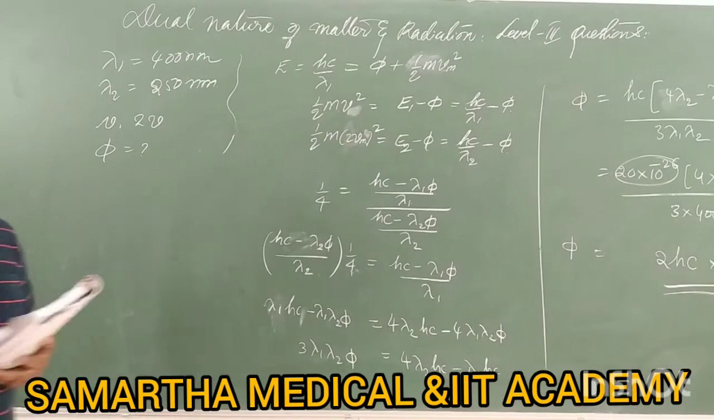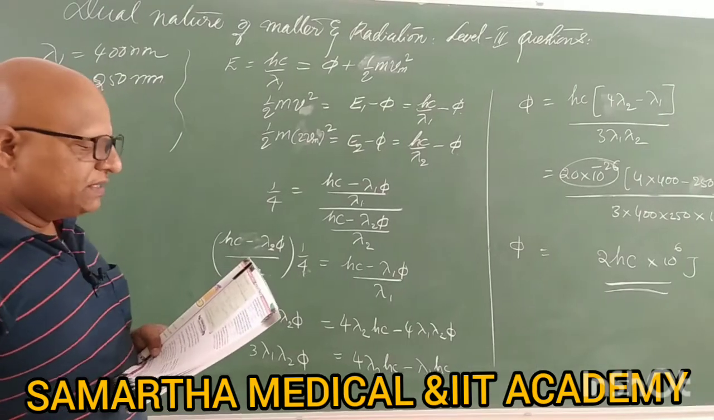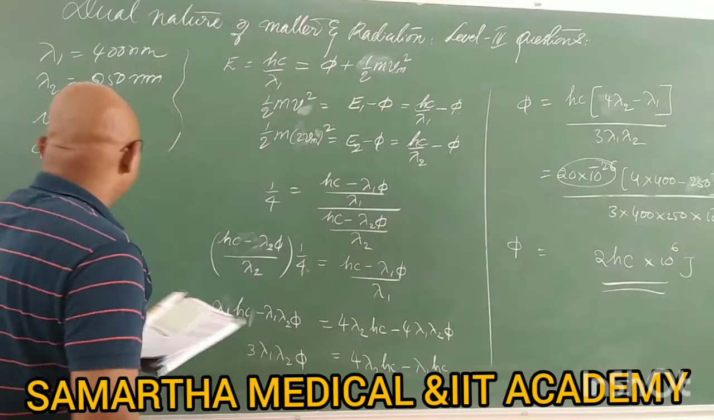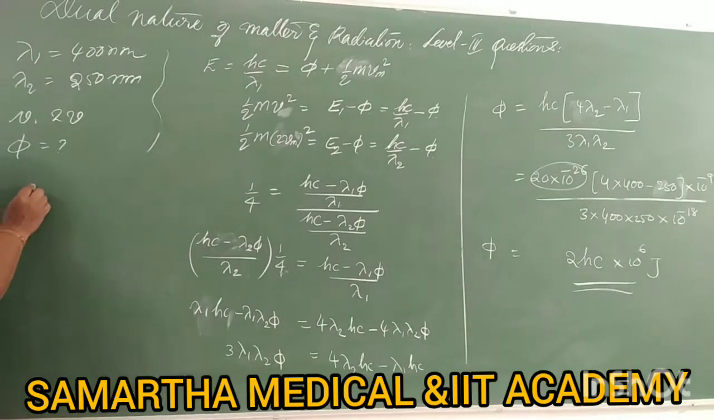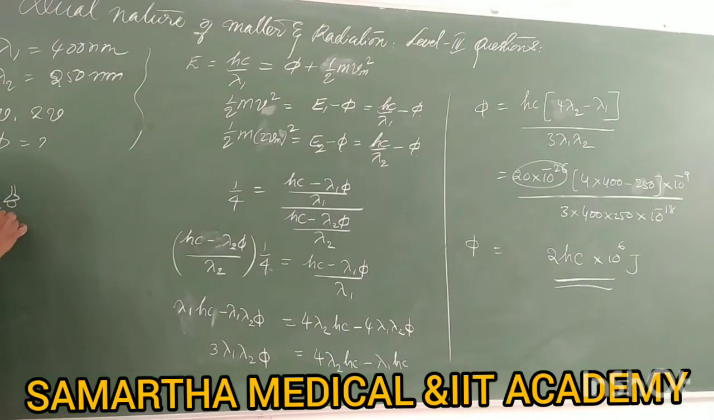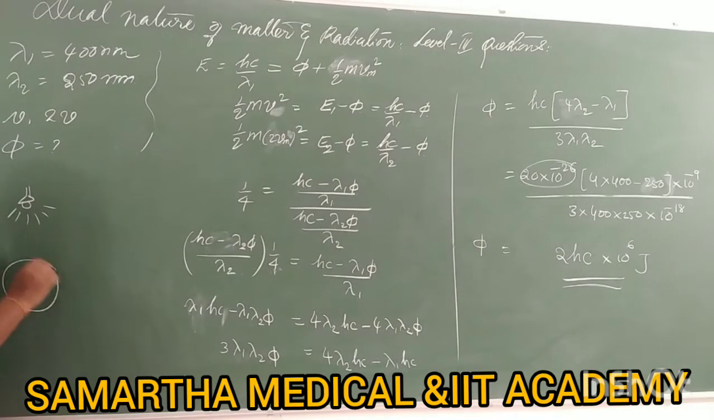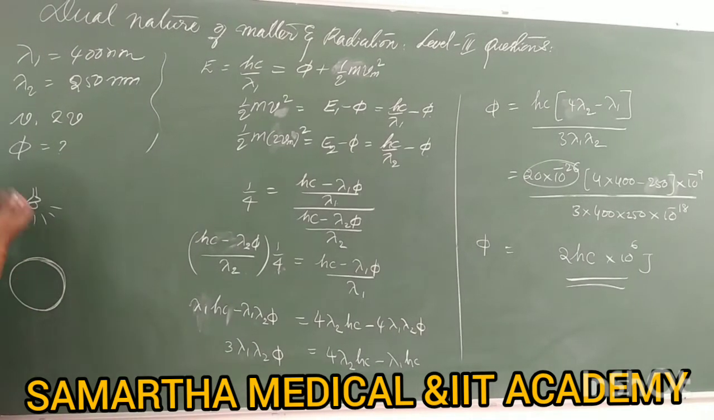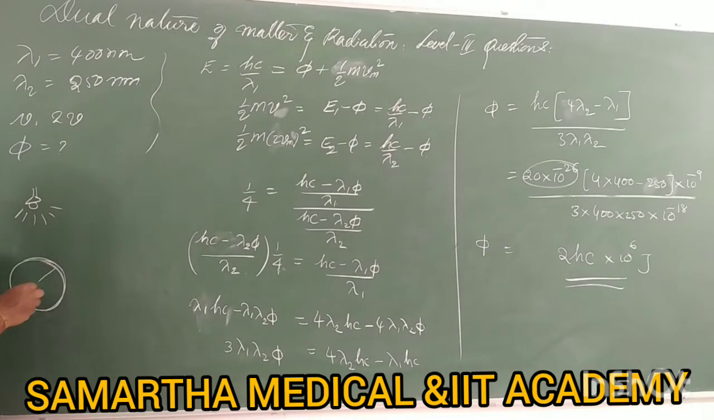Fourth question: a source of light is placed above a sphere of radius 10 centimeter. You see, a source of light is there. This light is placed above a sphere of radius 10 centimeter. The radius of the sphere is 10 cm. Okay, and how many photoelectrons must be emitted? The number of photoelectrons they are asking must be emitted by the sphere before emission of photoelectrons stops.